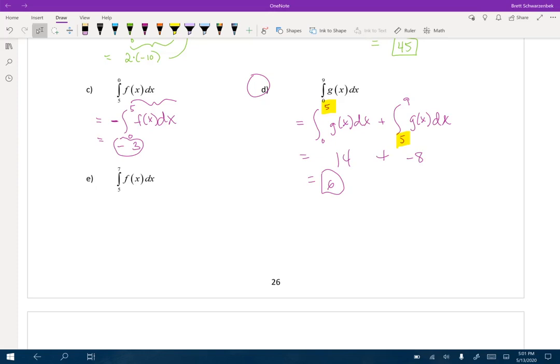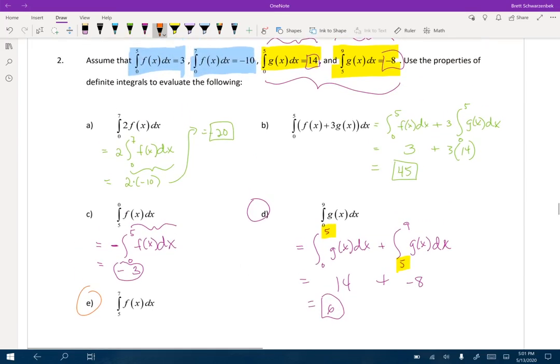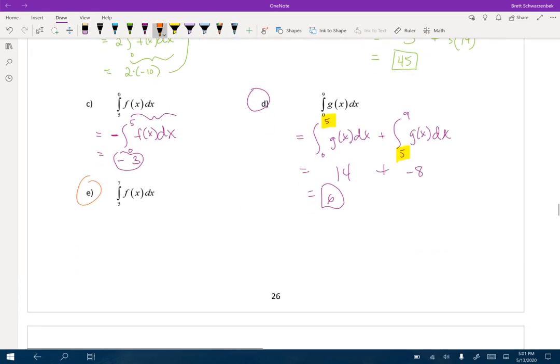Okay, so last problem here. The integral from 5 to 7 of f of x dx. We're concentrating just on the f of x value. If you look up there, we don't have 5 to 7 anywhere. But interestingly enough, we do have 0 to 5 and 0 to 7. So what could we do with those quantities that would allow us to actually get just 5 to 7? Hopefully right away you see that subtraction is going to be the key concept of the day.